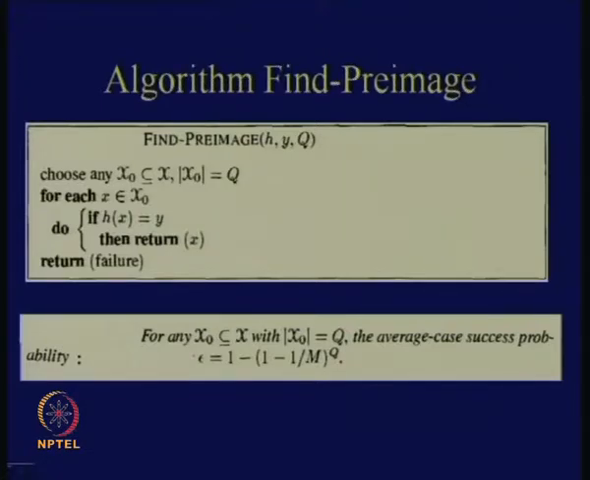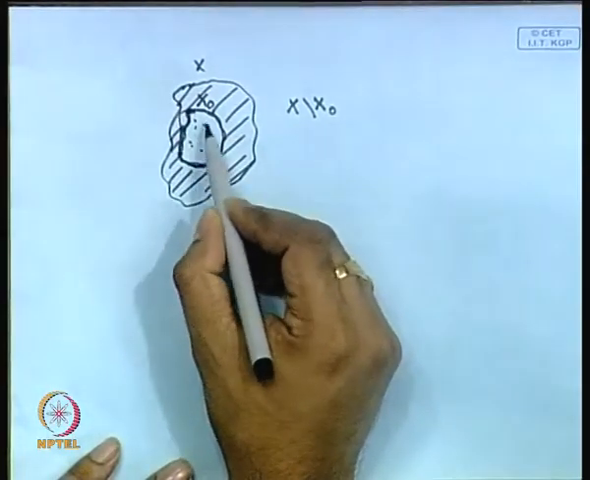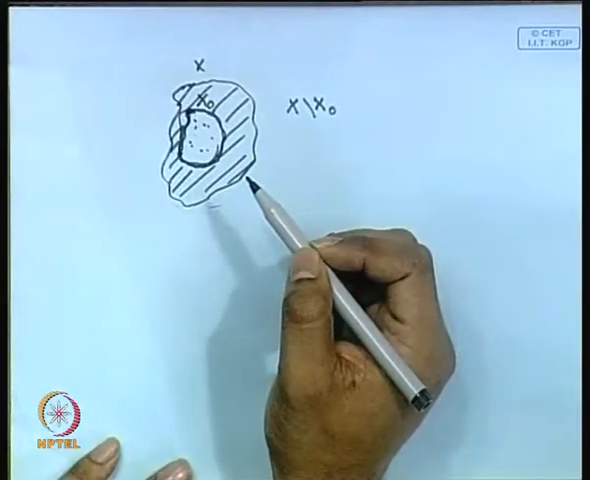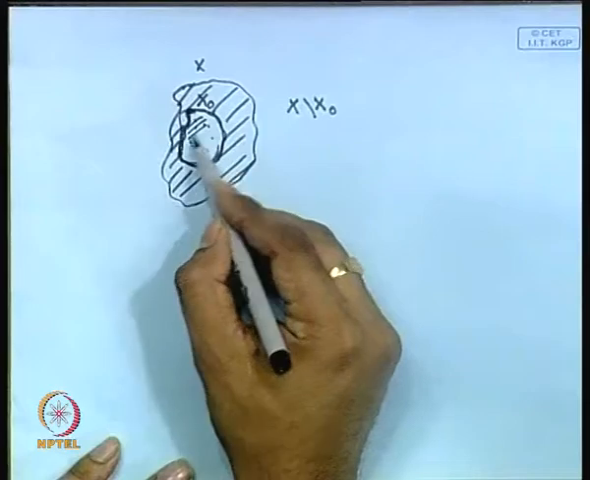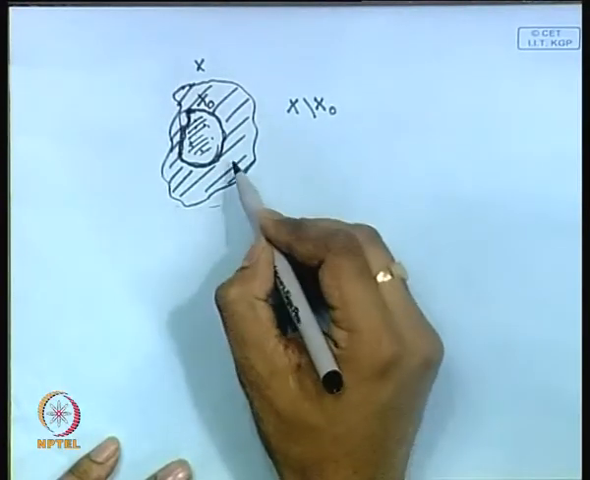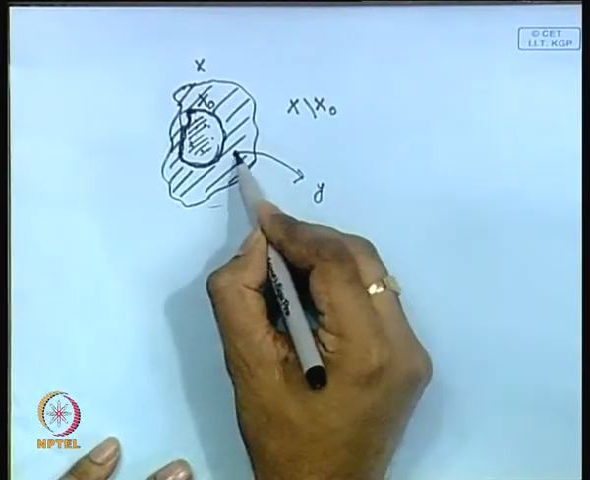Coming back to this diagram, this is your x naught. Suppose there are q number of values in this x naught, so you know all the hash values here. Based upon this knowledge, suppose this has been hashed to y, can you say what the corresponding value is here?